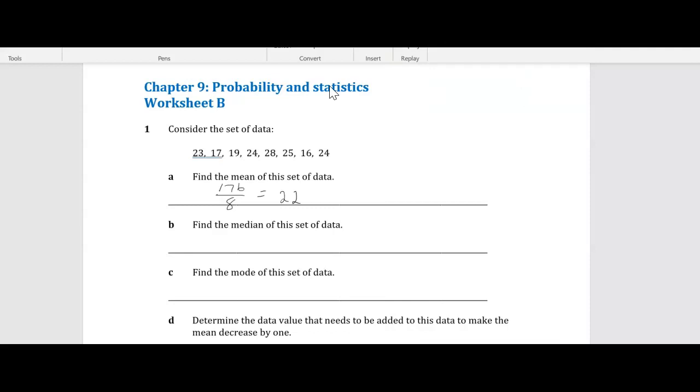All right, find the median of this set of data. So it's not in order, so I need to put it in order first. So not too many numbers like the previous questions we've done, where it's very time-consuming putting things in order.